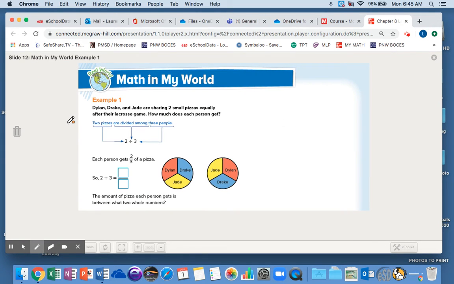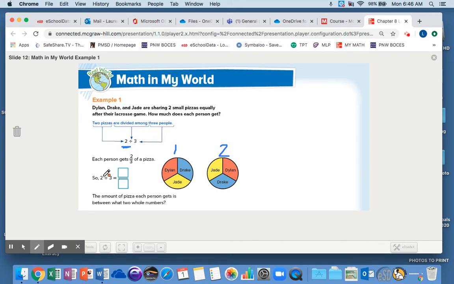It says Dylan, Drake, and Jade are sharing two small pizzas equally after their lacrosse game. How much does each person get? So these models right here represent pizzas, okay? It says two pizzas are divided among three people. So this pizza was split into three, and this pizza was split into three, okay? So you have two pizzas, right? The first pizza and the second pizza. And you have to divide each pizza by three people. So each person gets 2/3 of a pizza.